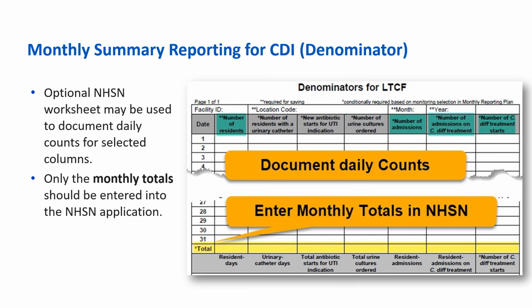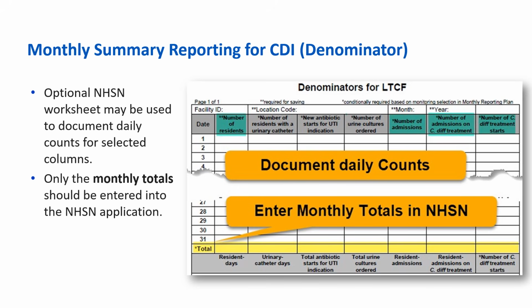For each day of the month, the number of residents in the facility should be recorded. Do not include residents for whom a bed is being held, but are not actually present in the facility. The next column is for the number of residents with the urinary catheter. Complete only if the facility is performing urinary tract infection surveillance for this month. The next column is for the number of antibiotic starts for UTI indication. Again, complete only if you are performing urinary tract infection surveillance for this month.